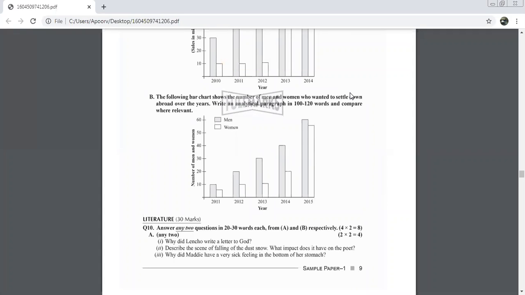No, we are not going to the specific one. We just wanted the introduction. Now your introduction is perfect. It is showing the comparison of men and women who want to go abroad from the year. Which year to which year, beta? 2001 to 2015. 2011, beta. 2011 to 2015.